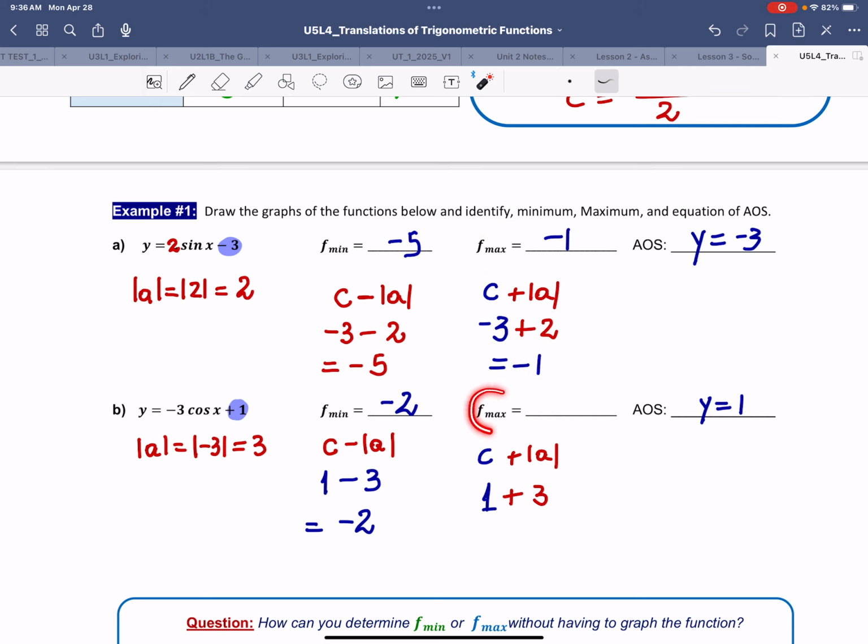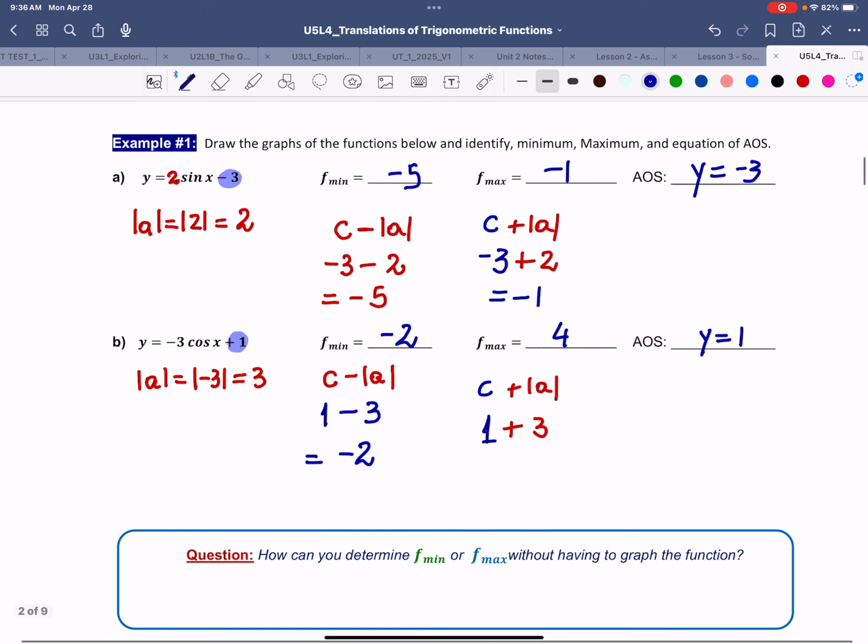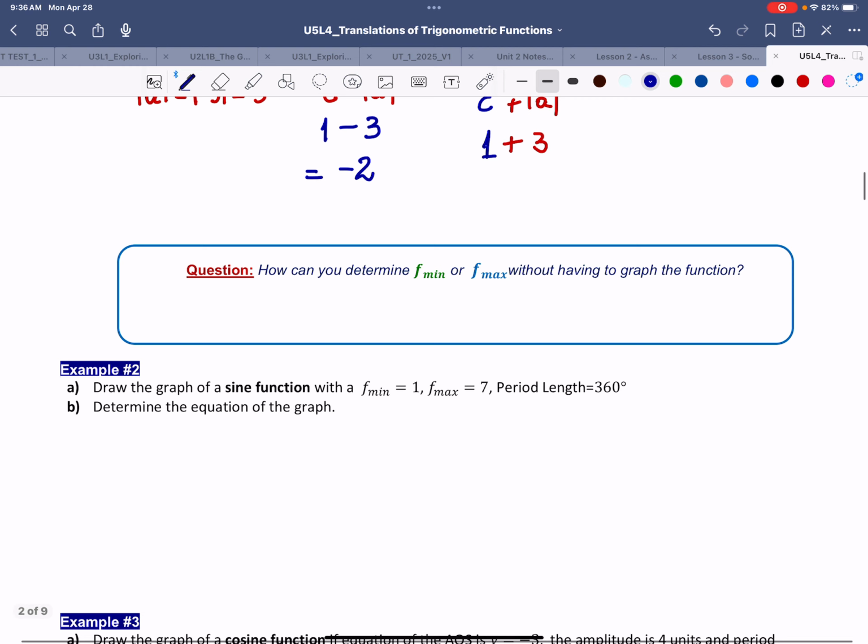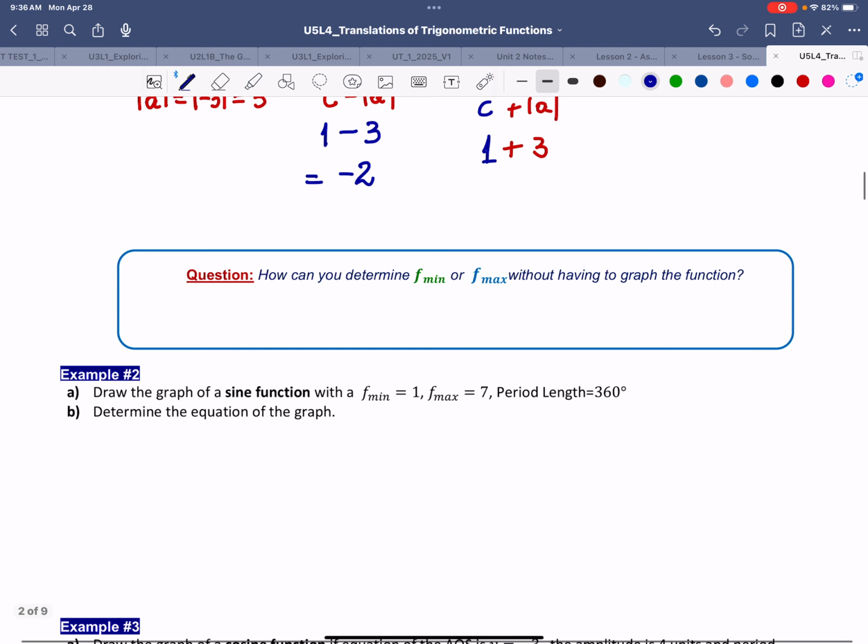And the maximum value of this function will be 1 plus 3, which will make this equal to +4. And this is how we find the minimum or the maximum, by using the equation of the axis of symmetry and the amplitude of a function.